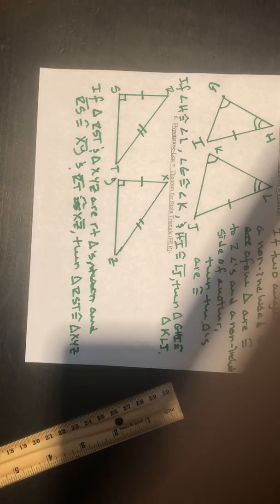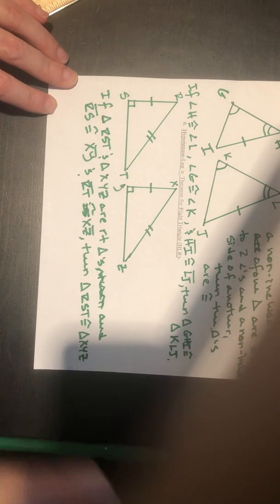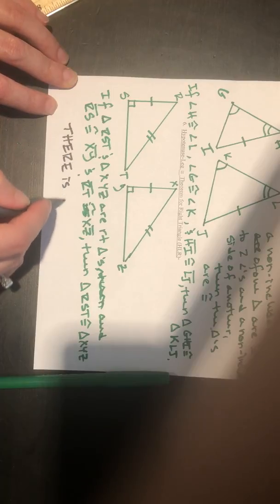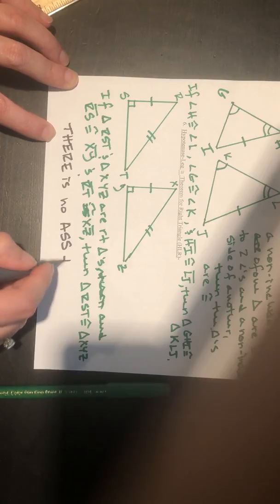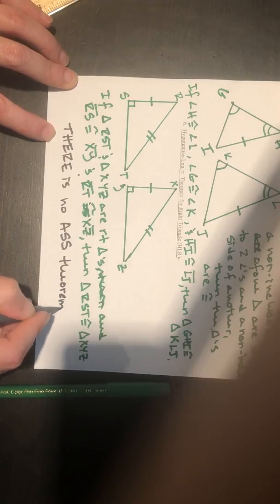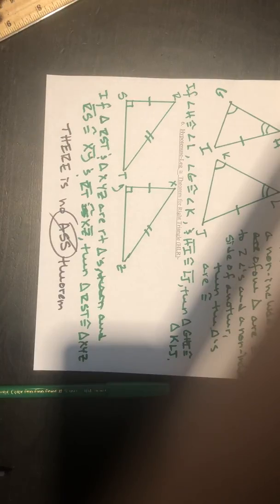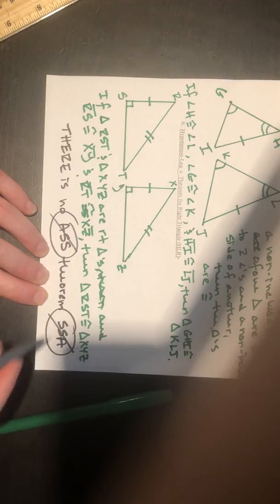Okay, that takes care of our theorems for proving triangles congruent. There is no angle side angle side theorem. Okay, just to be perfectly clear. That goes for SSA. That's the same thing.